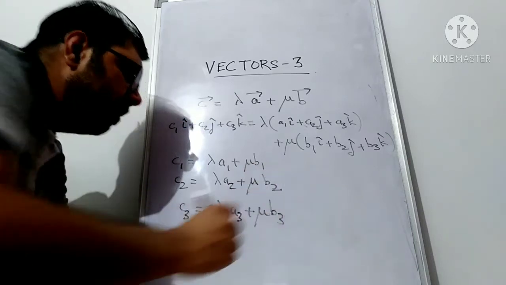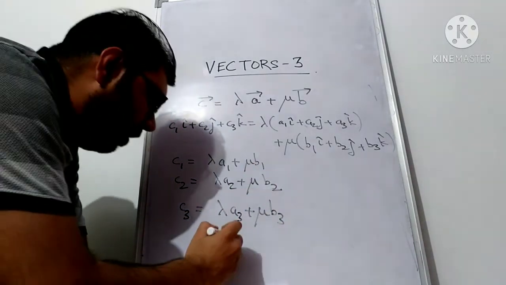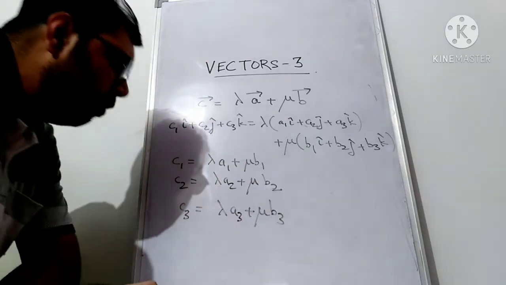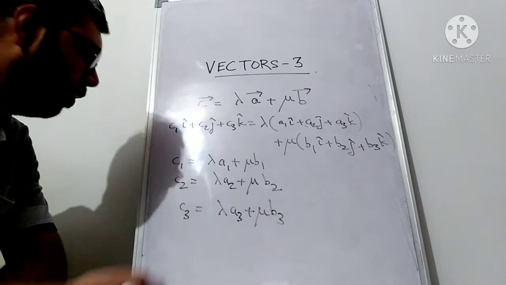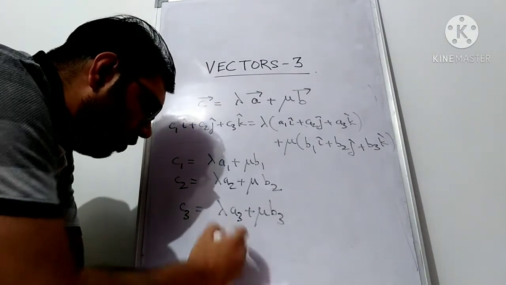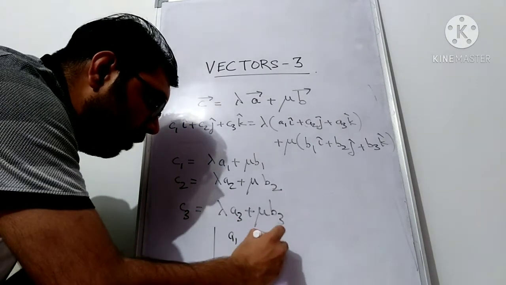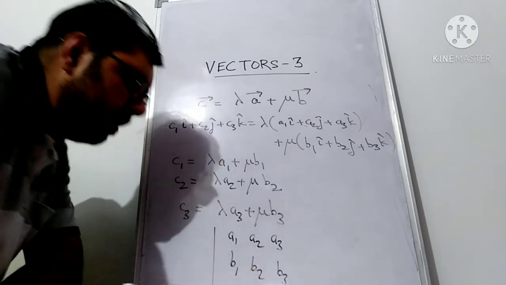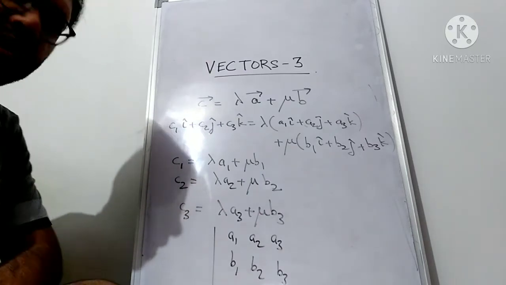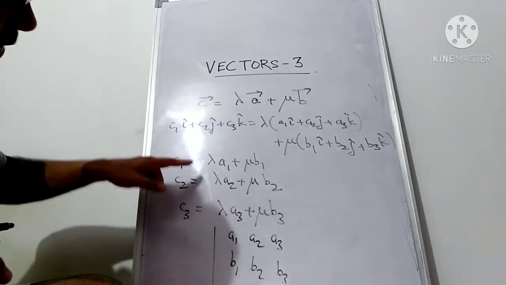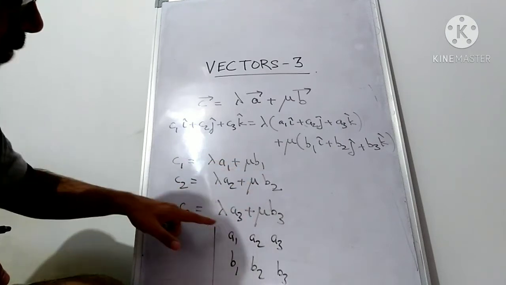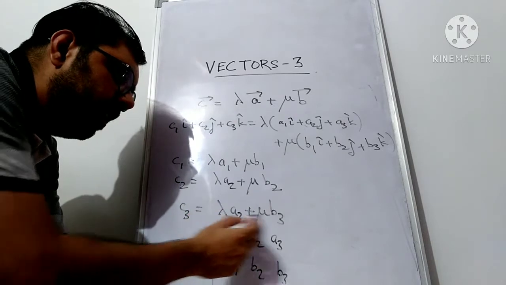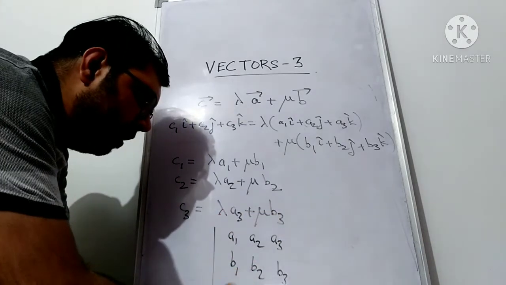So like this, if we form a determinant, we can see that this is a system of linear equations in which lambda and mu are some constants. So if I write a1, a2, a3, b1, b2, b3, and the third row comprises c1, c2 and c3, then in place of c1 I can write lambda a1 plus mu b1, in place of c2 lambda a2 plus mu b2, and in place of c3 lambda a3 plus mu b3.